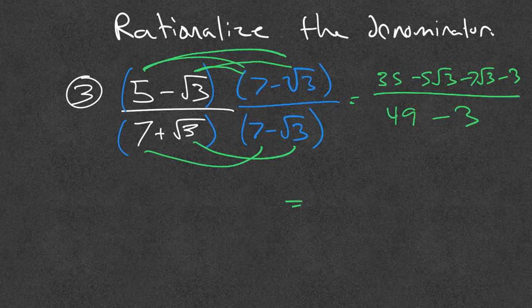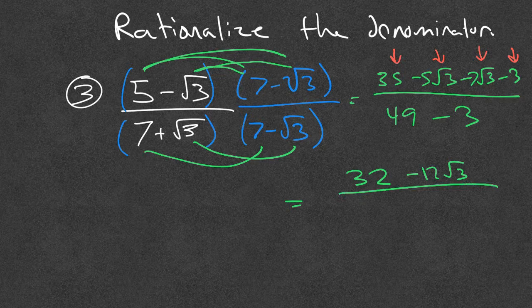Final, let's simplify. Let's see, 35. I have some like terms on the top. I've got the 35 and the minus 3. So that's going to be 32. And I have the negative 5 root 3, negative 7 root 3, which would be negative 12 root 3. Over 49 minus 3 is 46.